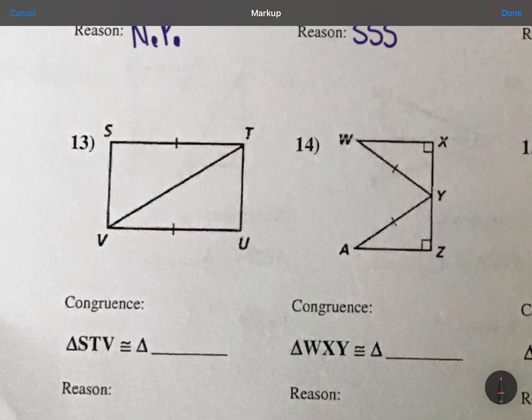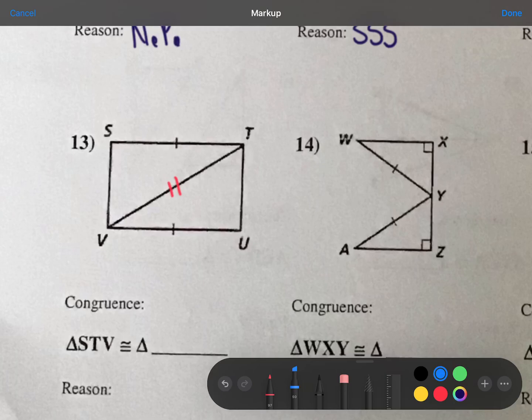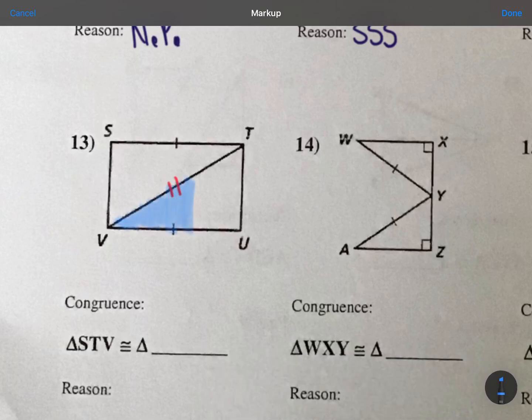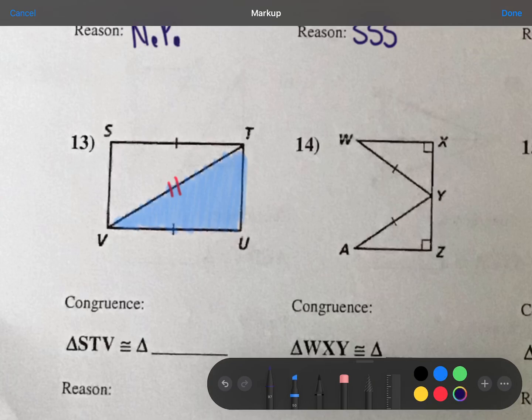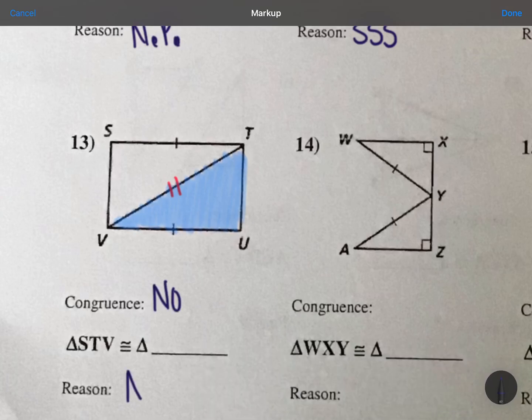Number 13, ask yourself, can you legally add anything? Yes, you can. They share a side, so you can mark that. Focus on one triangle. Do you have 3 things marked on that one triangle? No, you do not. So it's not possible to prove those triangles are congruent.